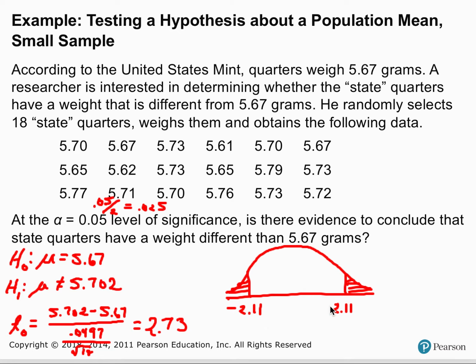Okay, so 2.73 is way over here somewhere. Oh, it's in the critical region. So this time we are going to reject the null hypothesis. So there is sufficient evidence, we would say, to conclude the mean weight of the state quarters is different than 5.67. We're going to reject that null hypothesis.